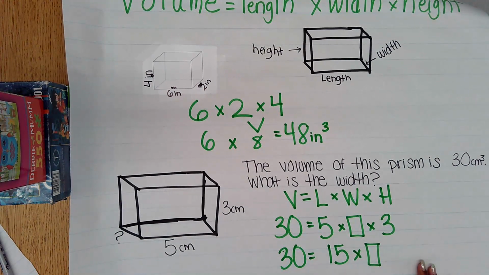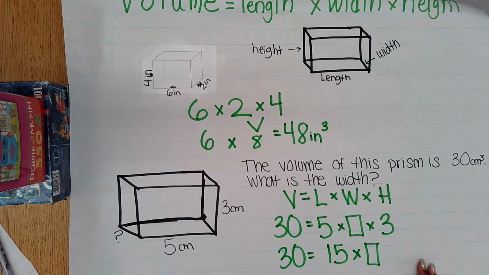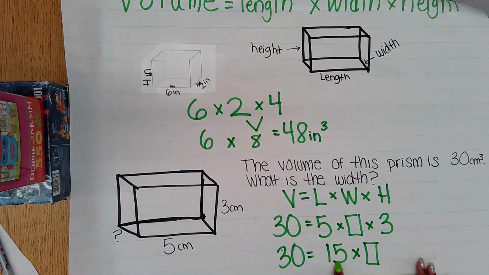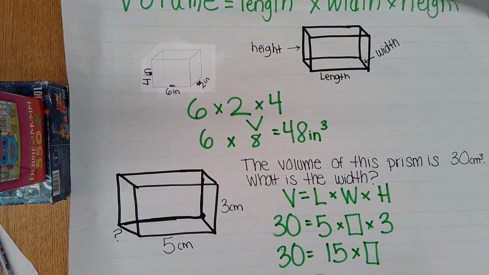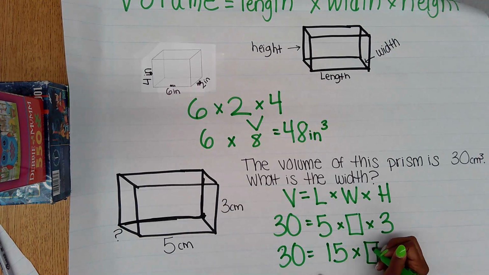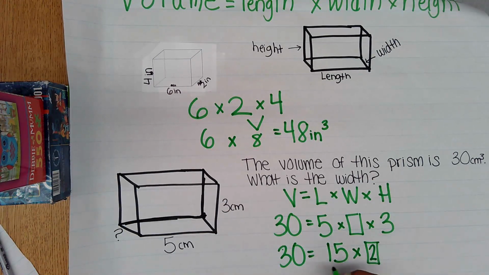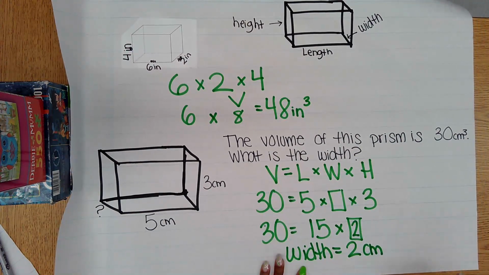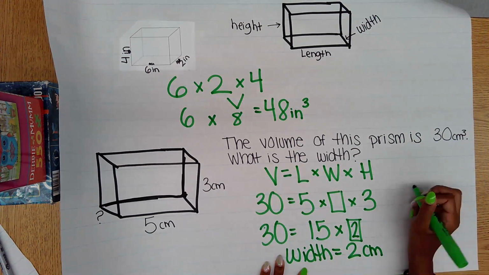So I can set up my division equation because I know that the opposite of multiplying is dividing, and this is a fact family. So if I ended up dividing my 30 by 15, I would end up finding out that my width would give me 2. So my width would be 2 centimeters.